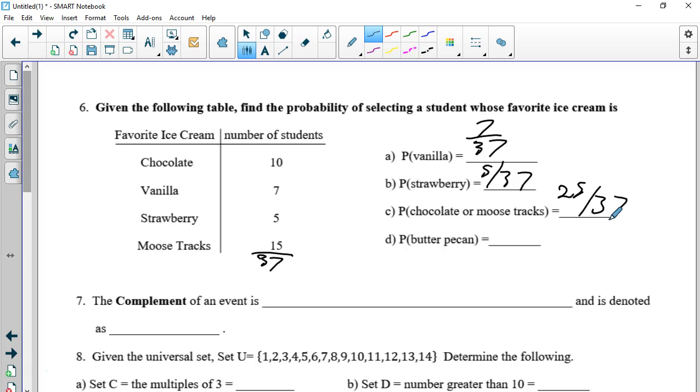And the chances of butter pecan, which I don't think I've ever tasted in my life, would be 0. Why? Because it's not in the list. You can put 0 over 37, or you can just put 0. Don't care.